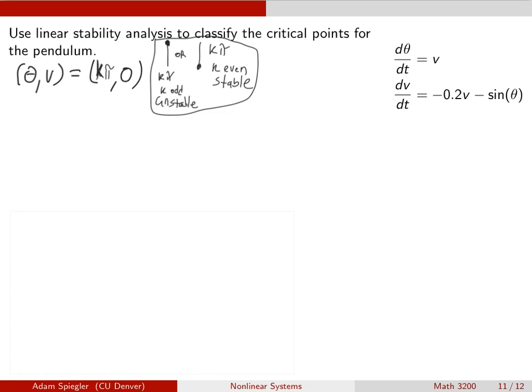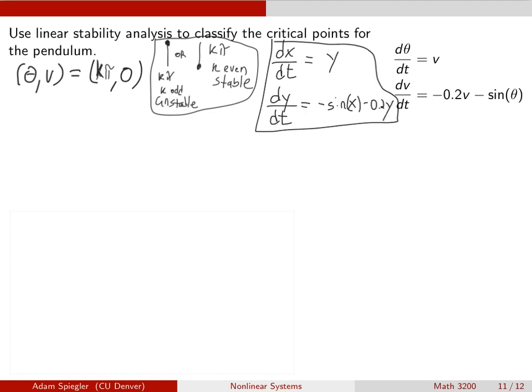To make things a little bit simpler, since we already have enough letters going around, let's replace theta with x, and replace v with y, so that we have our usual x and y's. Then the top equation becomes dx/dt equals y, and the bottom equation becomes dy/dt equals minus sine of x minus 0.2y. Now it's clear what I'm considering my x and what I consider my y.